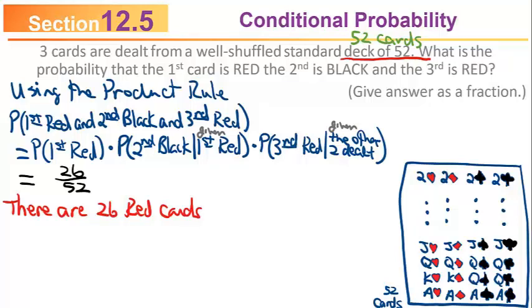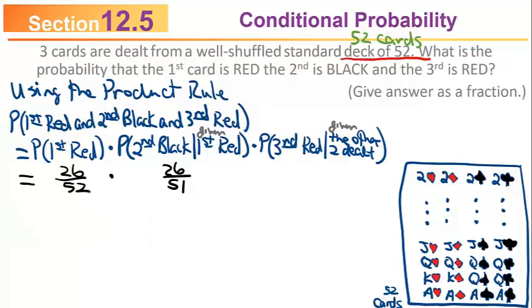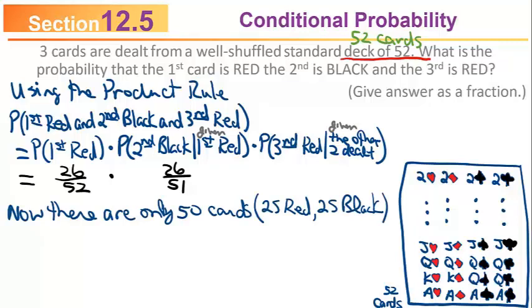But what about drawing the second black? Now you've got to be careful. After that first card is dealt, it doesn't go back in, so there are only 51 cards left in the deck. I drew out a red, so there are only 25 reds and 26 blacks. So the probability of getting a second black from that deck of 51 cards is 26 out of 51. I want a black, and there are still 26 blacks in there, but there are only 51 cards in the deck. So the probability of getting the second black, given that the first one is red, is 26 out of 51.